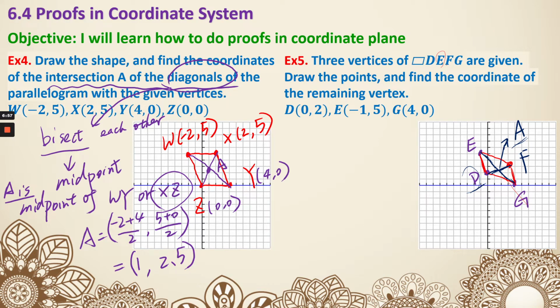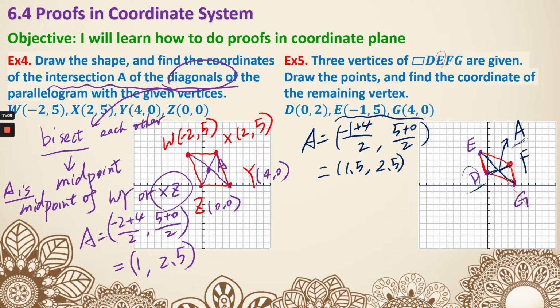So let's start with finding A. A is going to be the midpoint of EG. -1 plus 4 over 2, 5 plus 0 over 2. That is going to be 1.5 and 2.5. Next, I'm going to use my D. My D is 0, 2. So basically that means I know my one point, I know my midpoint. I'm going to say F is x, y. That means I can actually represent my midpoint, which is A in this case, with the D and the F.